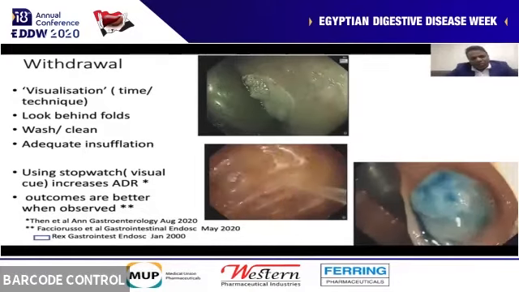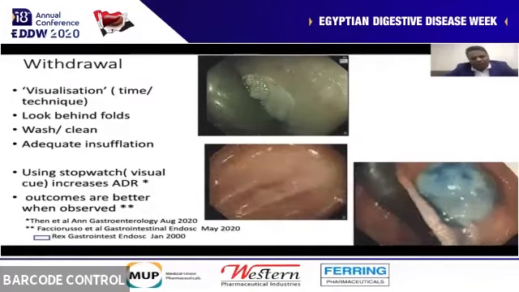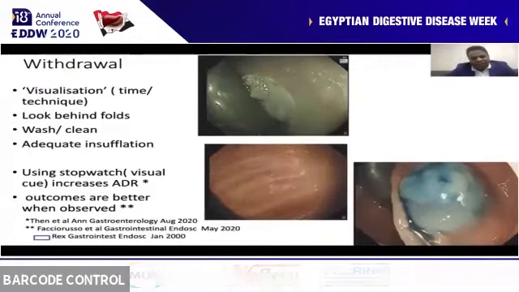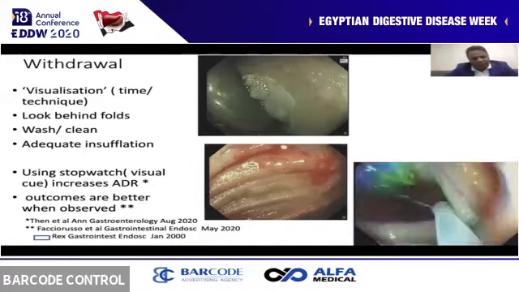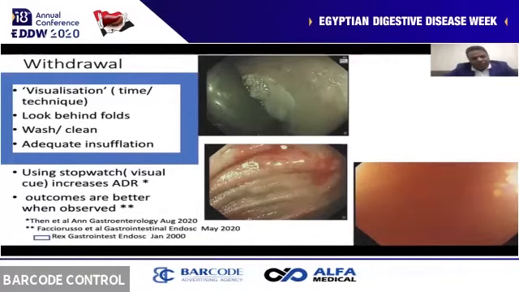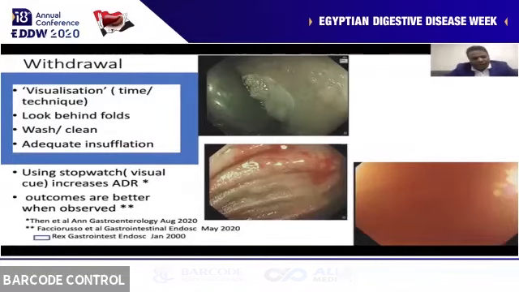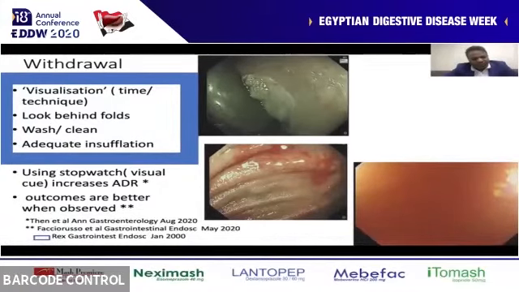It's also important to wash and clean the colon well so that we can see better and pick up adenomas. It's also important that we adequately insufflate. All these four methods are very helpful in having better outcomes, and this was observed in Douglas Rex's paper, where he noted that endoscopists who do all these four tend to have higher adenoma detection.